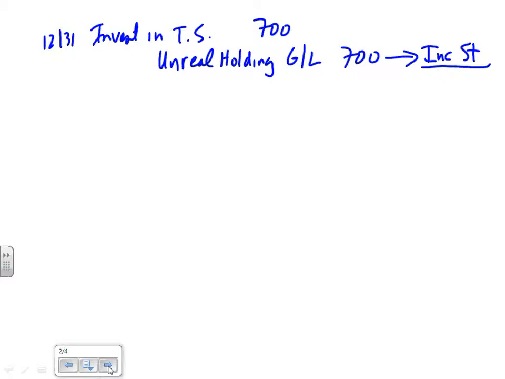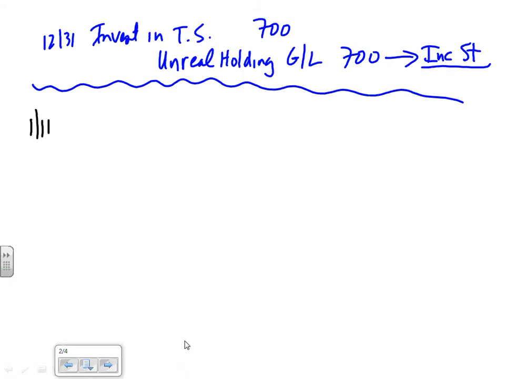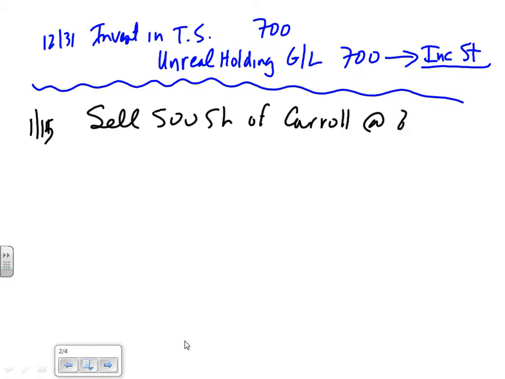All right. Now I want to add one additional aspect to this exercise. And I want to say on January 15th, on 1/15, we sell 500 shares of Carroll at $81 a share.